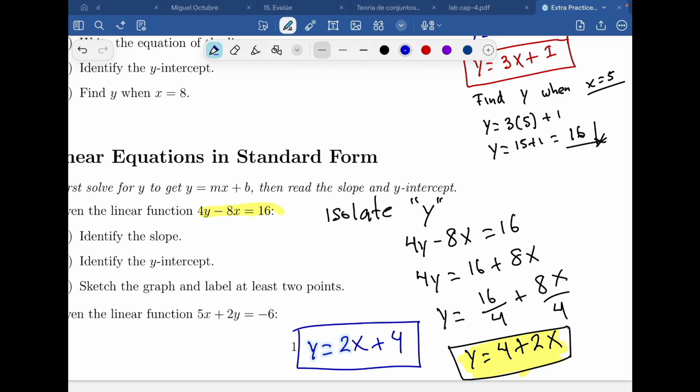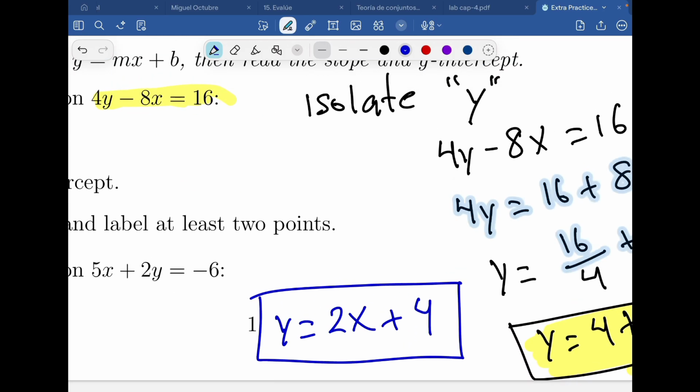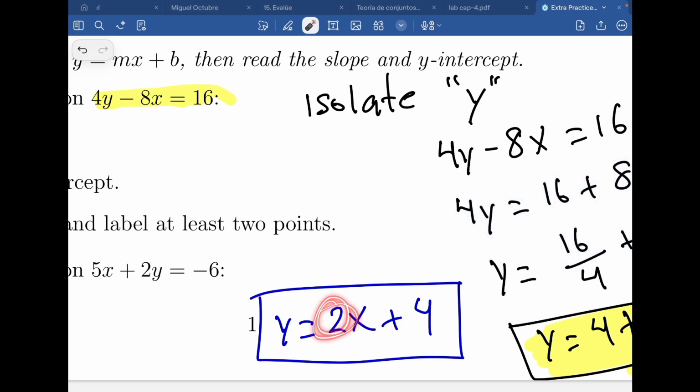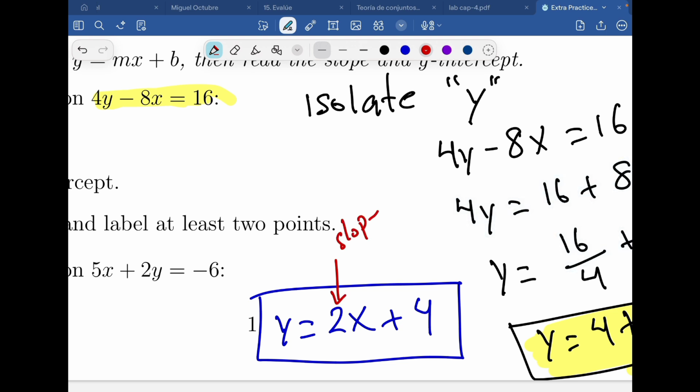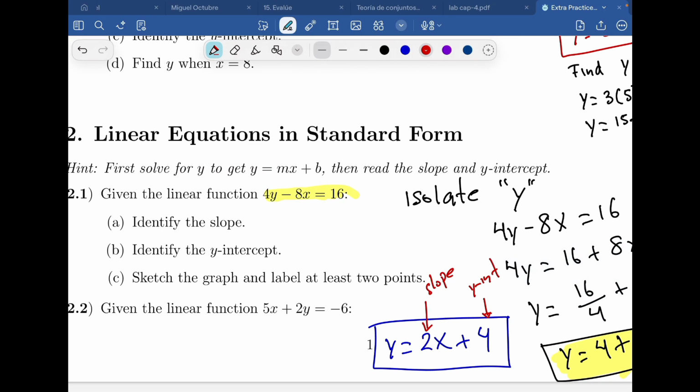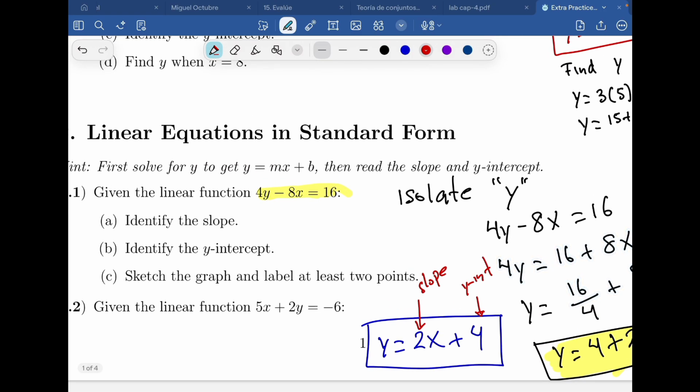Remember, the number next to the x is the slope. This one is the y-intercept. So this is the slope, and this is the y-intercept. So here, identify the slope. The slope is 2. Identify the y-intercept. The y-intercept is 4. Okay, sketch the graph and label at least 2 points.